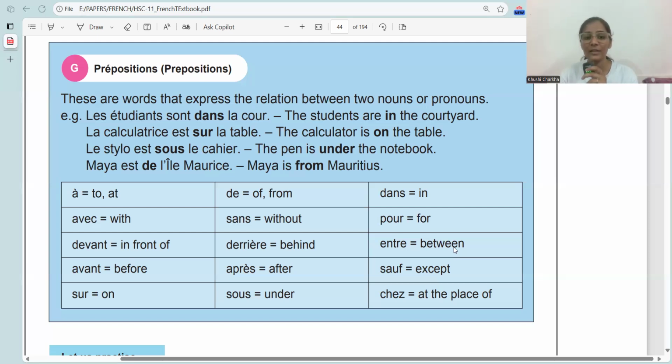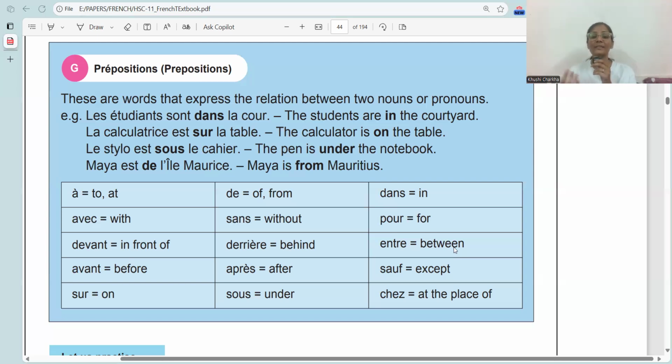Moving on to the next column. De means of or from. Sans means without. Derrière means behind. Après means after. Sous means under.